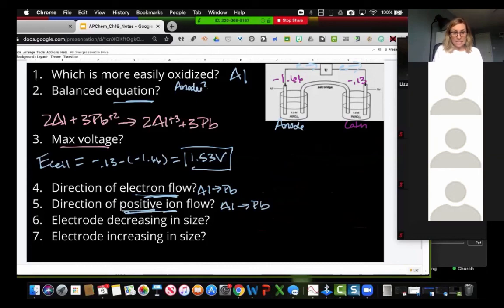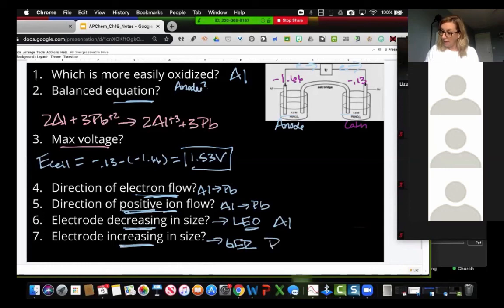The electrode that's decreasing in size. So that means which of those electrodes is getting smaller because it's losing electrons. The one that's decreasing in size is always going to be the one that's losing electrons, okay? Because the electrons are going away from it. So that's going to be aluminum. The one that's increasing in size is going to be the one that's gaining electrons. As those electrons go in, those ions are becoming solid metal. So that's going to be the lead. And again, we kind of talked about that on the previous one.